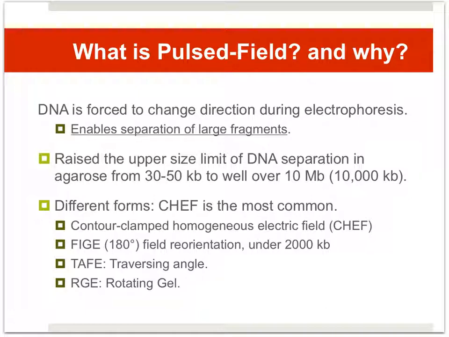The upper size, it can really separate fragments as large as 10 megabase pairs and as small as 30 kb, 30,000 base pair to 10 million base pair size. Very large fragments. Unlike when we amplify a gene in PCR, it's 1 kb or 2 kb, and you can use a small horizontal agarose gel to separate the fragments. And then there are different types of electric fields.